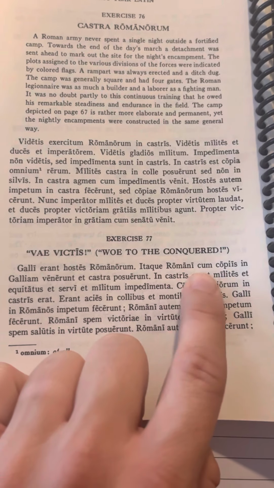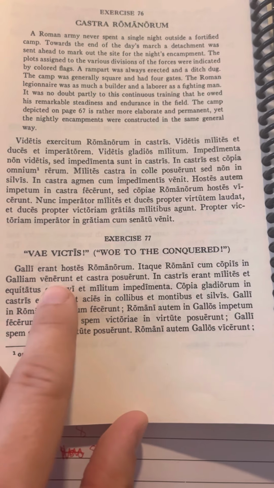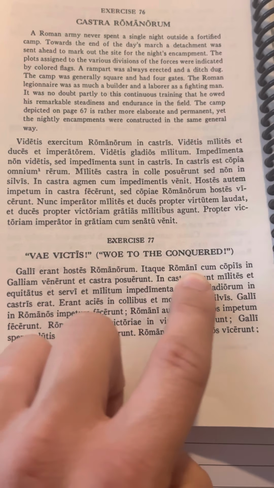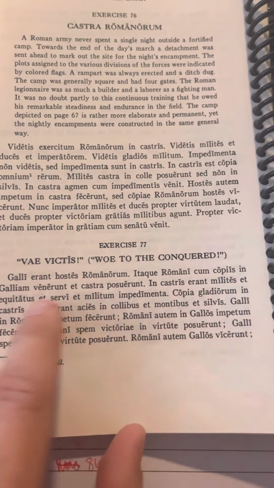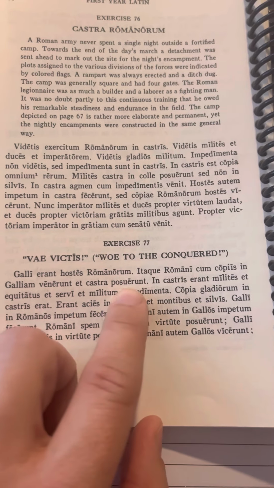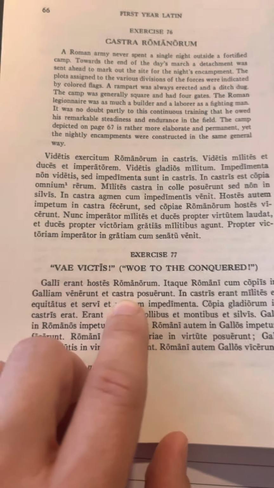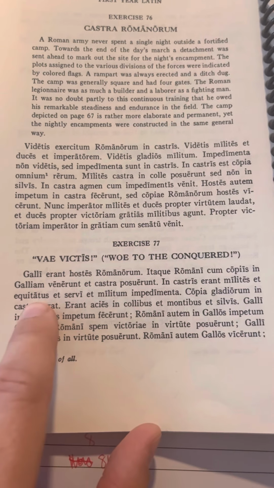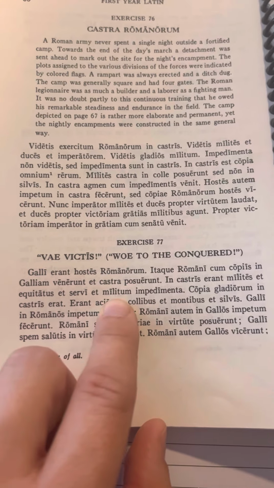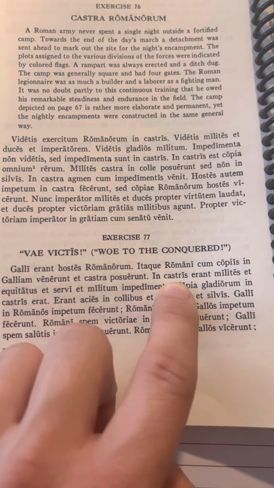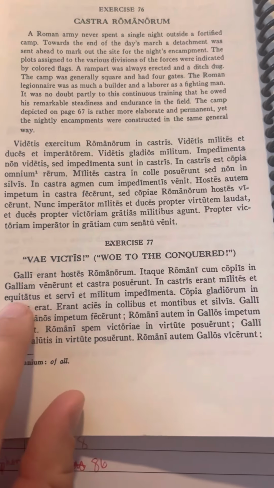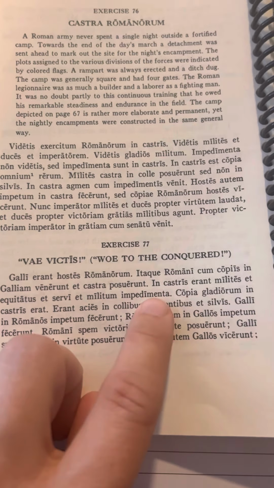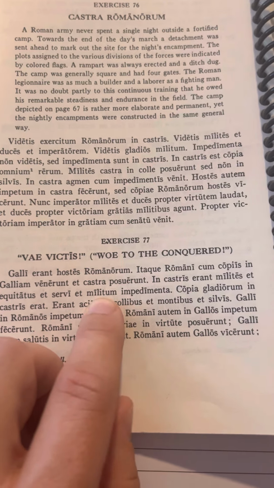Itaque Romani cum copiis in Galliam venerant et castra posuerant. Therefore, the Romans with troops into Gaul came and placed or pitched camps. In castris erant milites et equitatus et servi et militum impedimenta. In the camp there were soldiers and the cavalry and servants or slaves and the baggage of the soldiers.